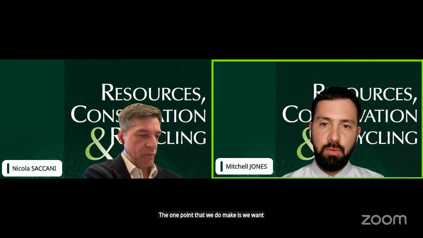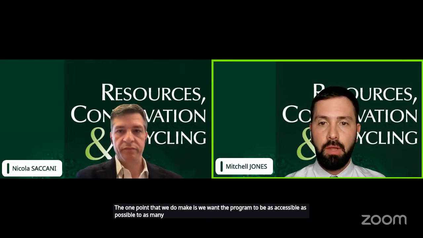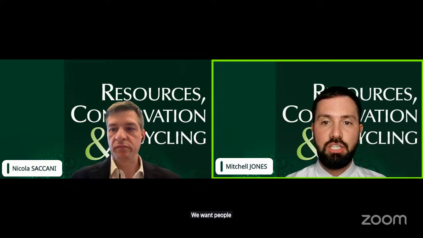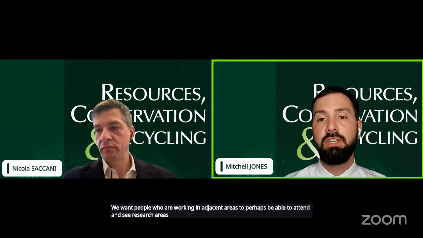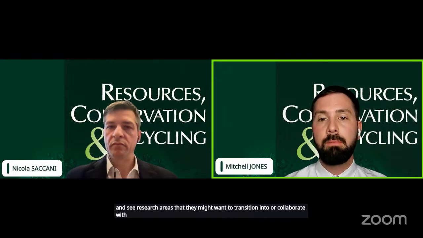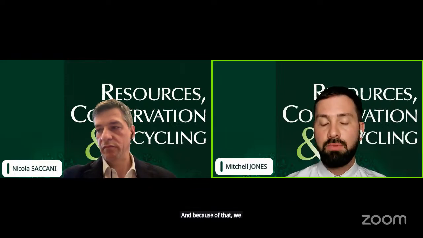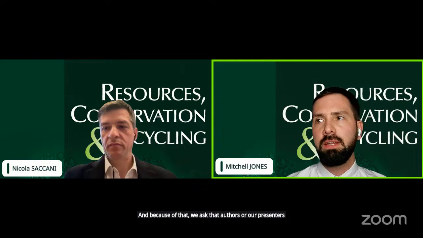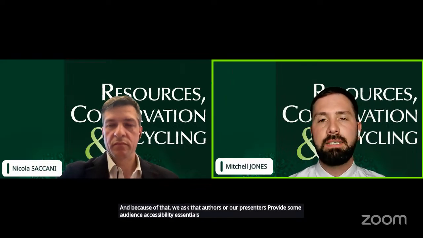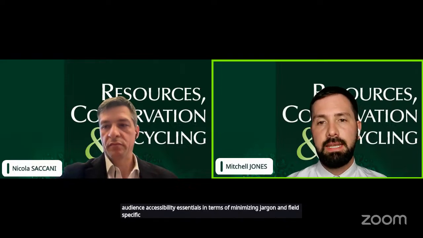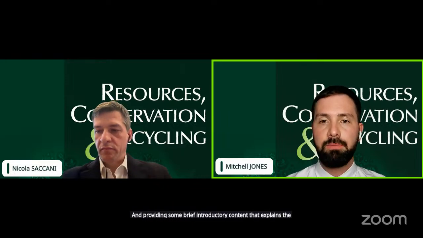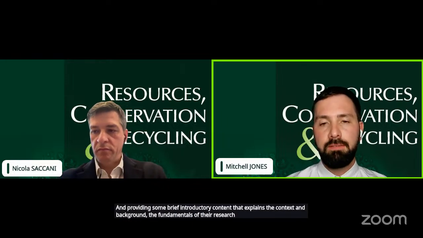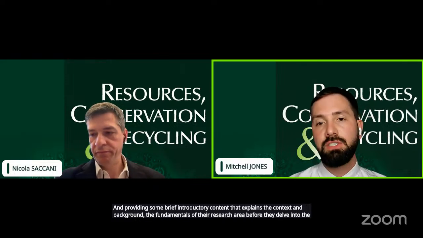The one point that we do make is we want the program to be as accessible as possible to as many people as possible. We want people who are working in adjacent areas to be able to attend and see research areas that they might want to transition into or collaborate with or learn something about. Because of that, we ask that our presenters provide some audience accessibility essentials in terms of minimizing jargon and field-specific terminology in their presentation and providing some brief introductory content that explains the context and background, the fundamentals of their research area before they delve into the actual study itself, just to make it that little bit more accessible.